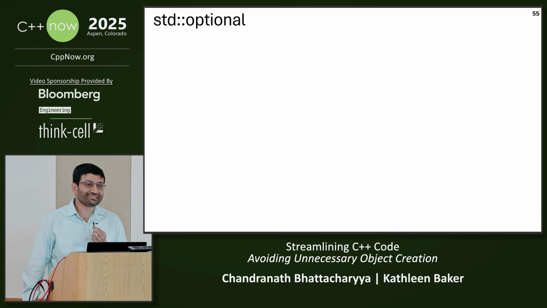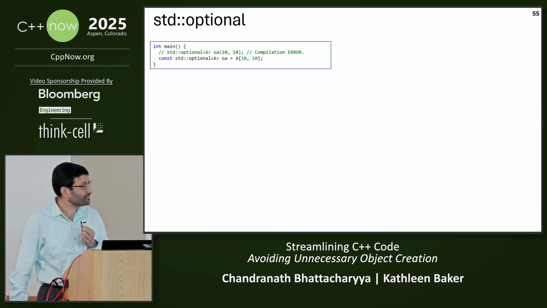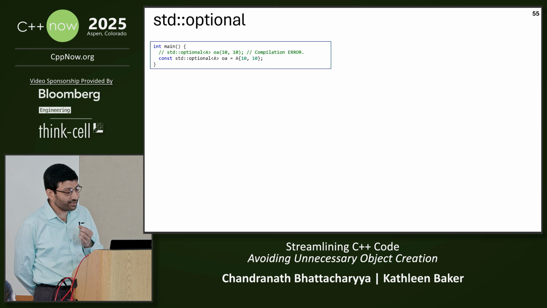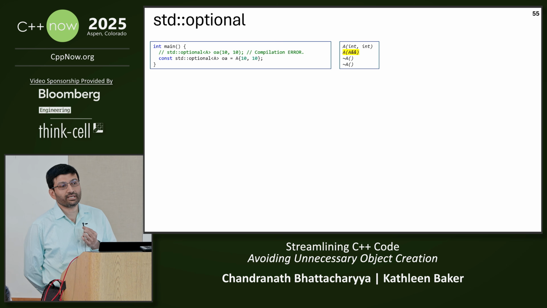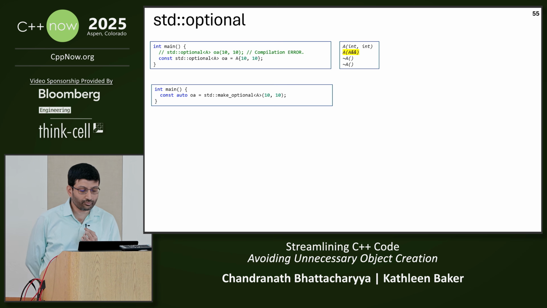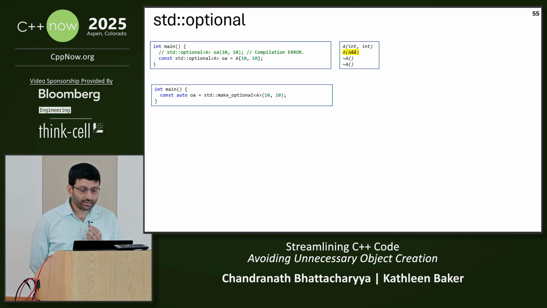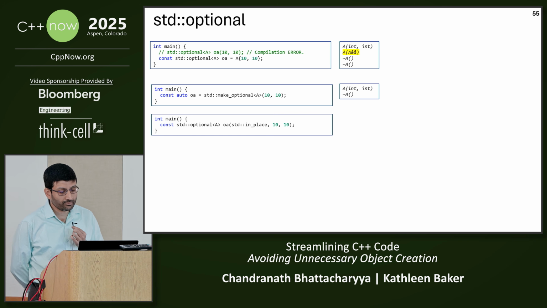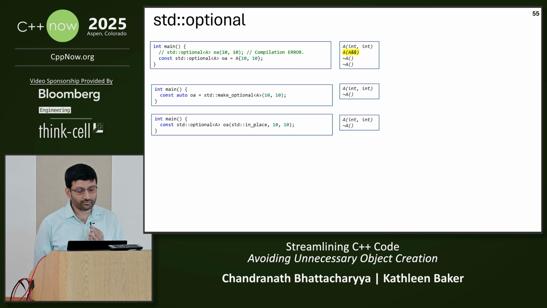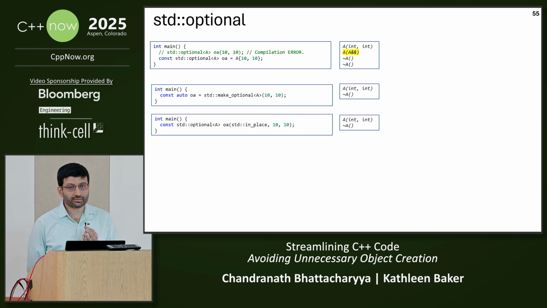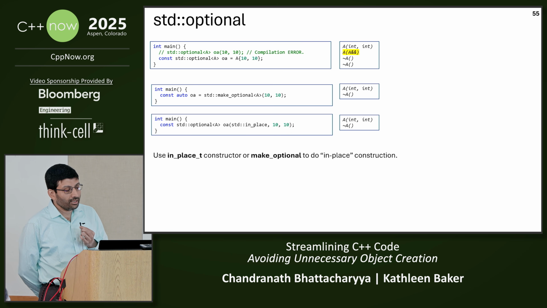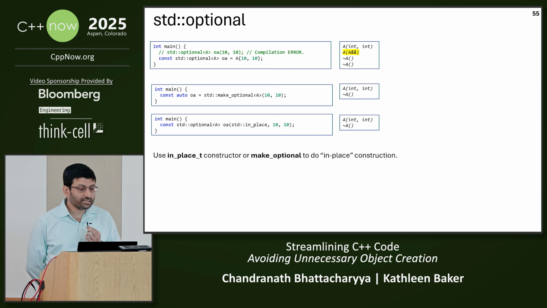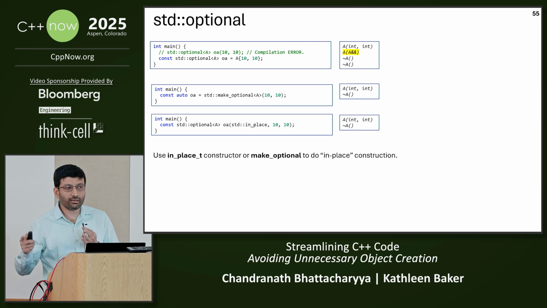Okay, moving on to the next type, std::optional. So here is us creating a std::optional for type A in this particular manner. So this is definitely not optimal because it's taking the object and making a move inside into the optional. So what we can do is that we can call make_optional, which gives us an in-place construction. We can also call the in-place constructor, which also gives us an in-place construction. make_optional actually internally calls this in-place constructor. So the guidance is use the in-place constructor or make_optional to do in-place construction. So now in this particular case, we actually initialize the optional directly.